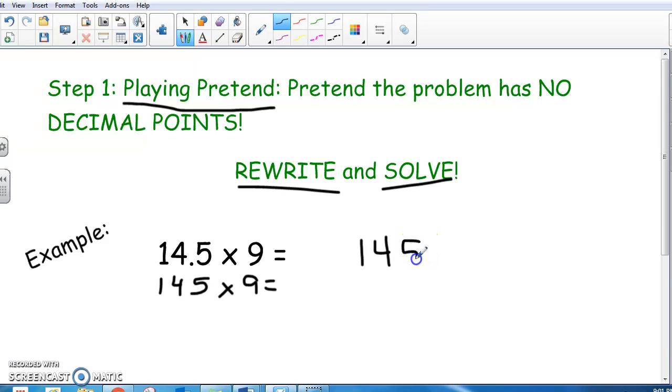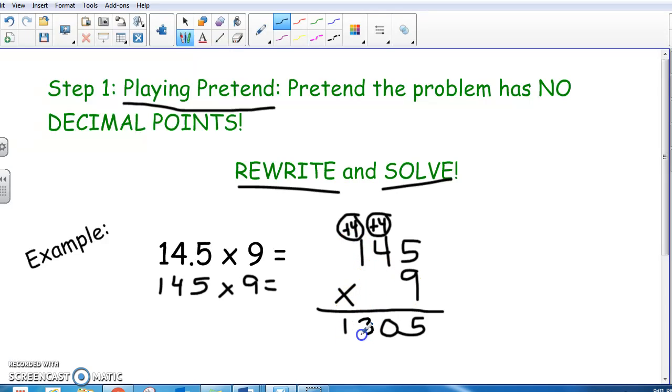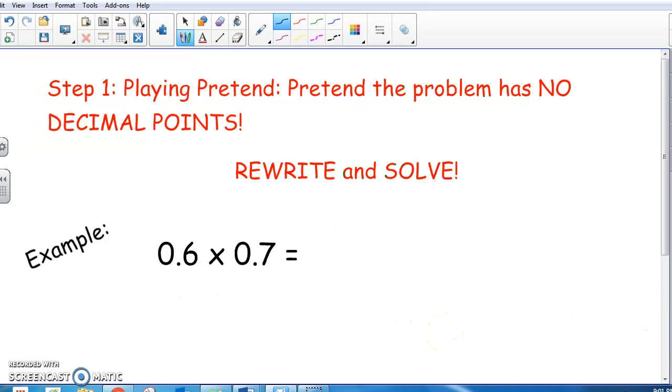So I'm going to set that problem up over here, and I'm going to solve it the way we've been practicing multiplying whole numbers. 9 times 5 is 45. Carry the 4 over to the tens place. 9 times 4 is 36, plus 4 more is 40. Put the 0 down, carry the 4. And 9 times 1 is 9, plus 4 is 13. So step one of solving a multiplying of decimal problems is simply to play pretend. Now we're not done yet, but there would be a step two, but that is step one. Let's look at another one. Shows you just how easy this could be.